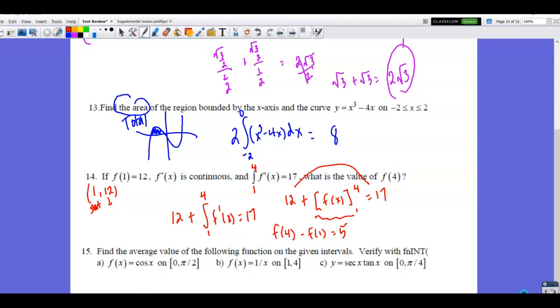So f of 4, all right, let's go back at that again. I wasn't paying close attention. Whenever they're telling me that the accumulated area from 1 to 4 is 17, the 12 is already in there, so I don't need to add that 12 back in. So let me do a restart on this problem. I'll just clear the screen.